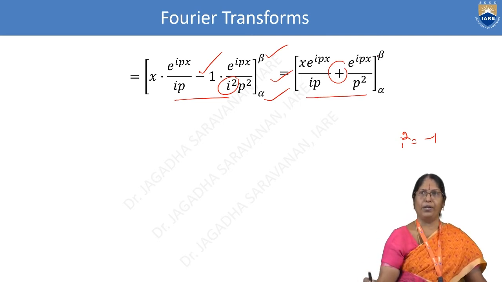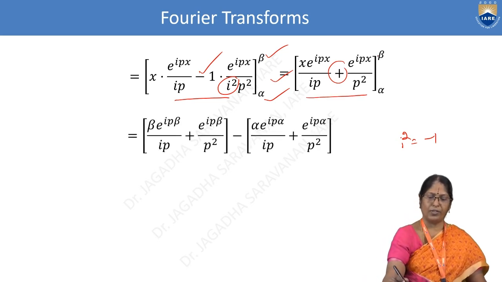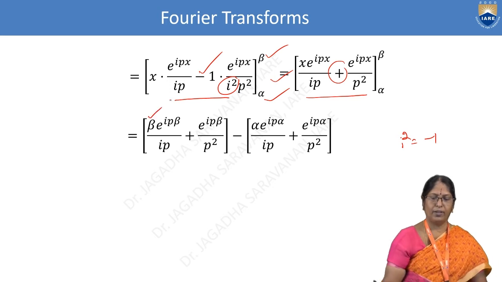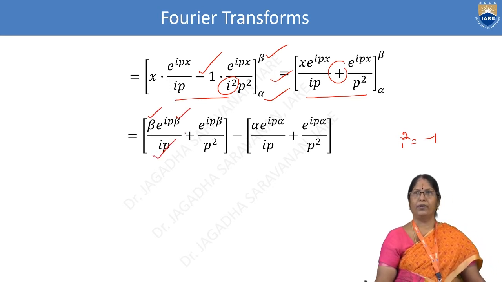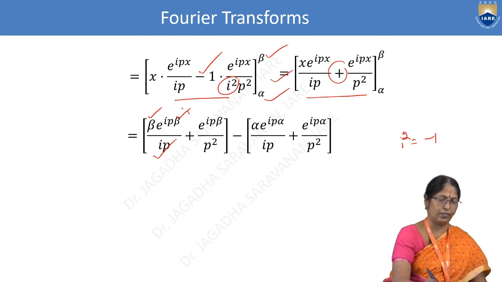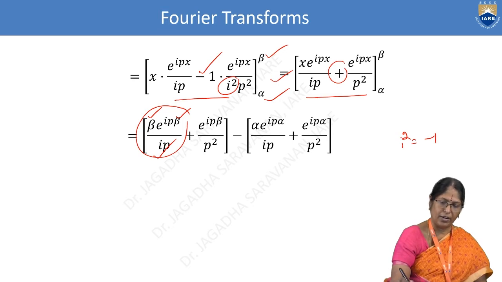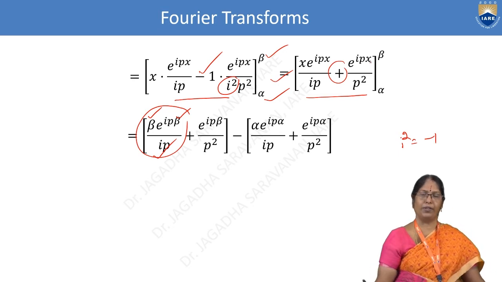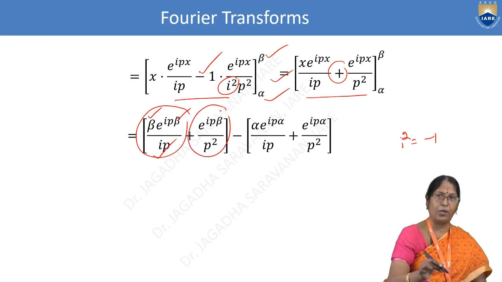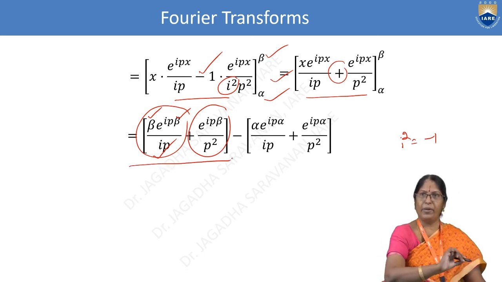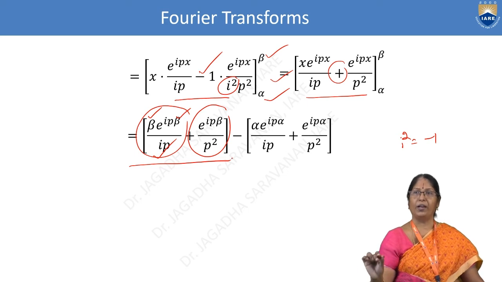Now alpha, beta. First we will substitute beta in the place of x. That is beta e power ip beta divided by ip. In the place of x, we substituted beta. Next, here also in the x place we substituted beta, that is e power ip beta by p square. So the upper limit we completed totally.